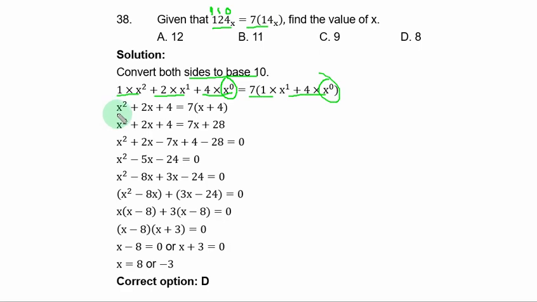For that, you have S squared plus 2S plus 4 equal to 7 bracket open S plus 4. If you open the bracket in the right hand side, you have this result. We already have a quadratic equation. If you transfer all these terms to the other side, you have this result. If you add like terms, you have this. Next thing is to factorize. Look for two factors of 24, that the sum is minus 5 and the product is minus 24. Such factors are minus 8 and plus 3.